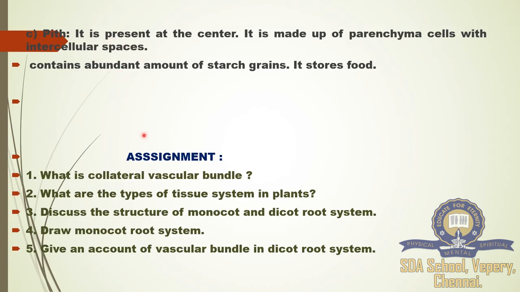Next, here is your assignment. What is collateral vascular bundle? What are the types of tissue systems in plants? Discuss the structure of monocot and dicot root system. Draw monocot root system. Give an account of vascular bundle in dicot root system.